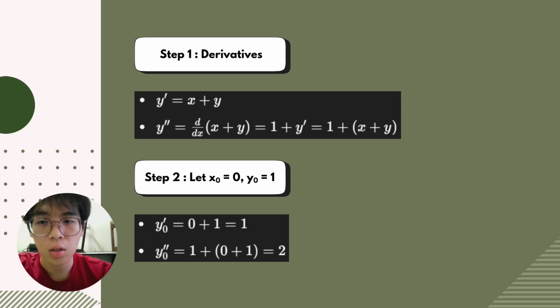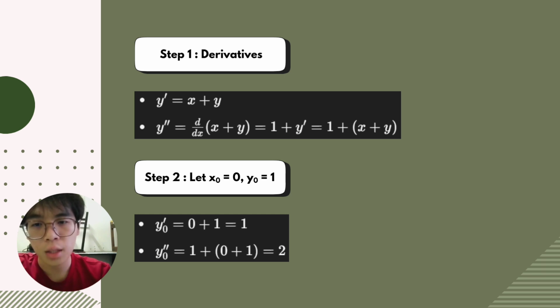After obtaining all the key information, we come to the solution part. Step 1, derivative. dy/dx is equal to x plus y, which is given in the question. In this step, we have to differentiate dy/dx to get d2y/dx2. So the result of step 1 is dy/dx equals x plus y, and d2y/dx2 equals 1 plus (x plus y).